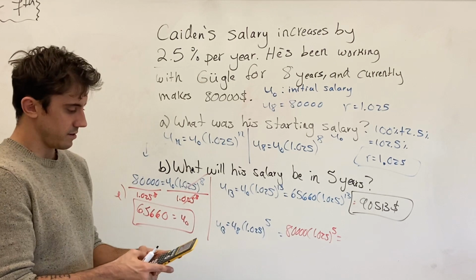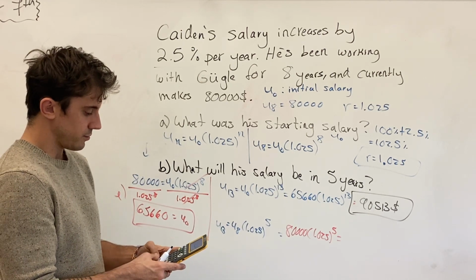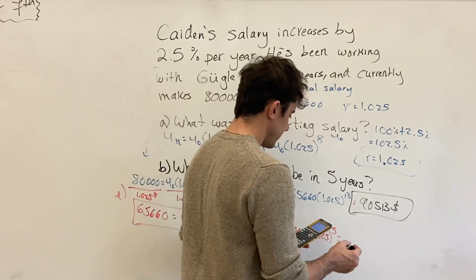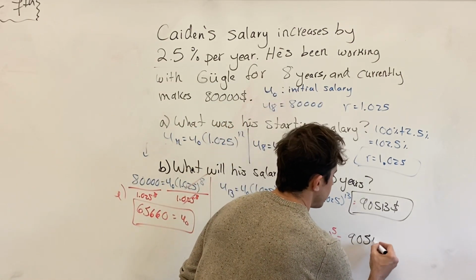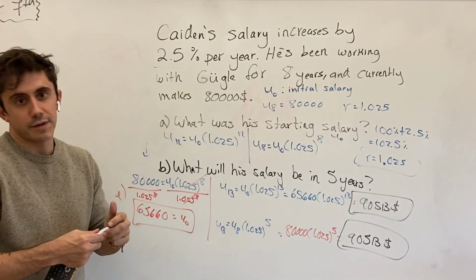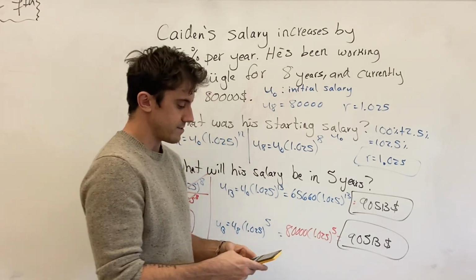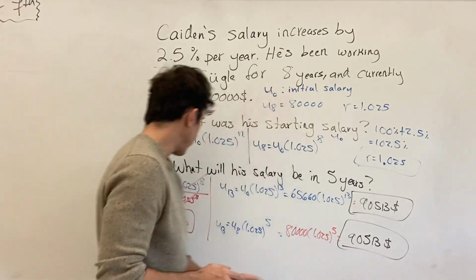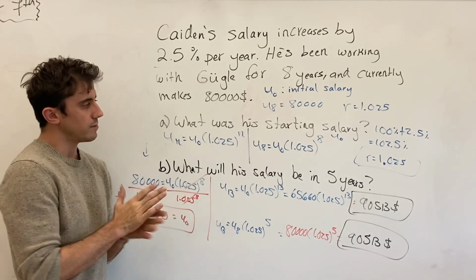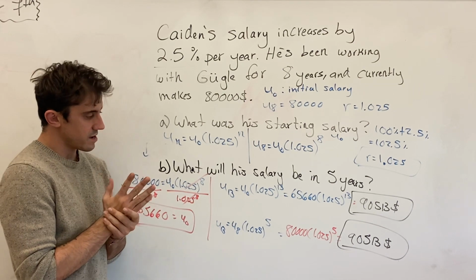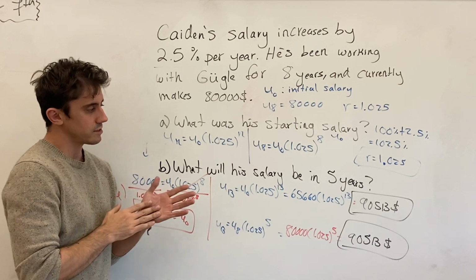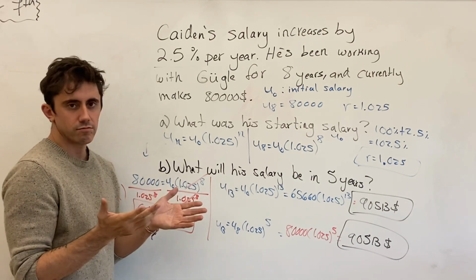80,000 times 1.025 to the power of 5 gives us exactly the same dollar value when we round to the nearest dollar. And so there we go: two different ways of finding the same information, which is often the case with these kinds of problems. There are often different ways to think about it. As long as your solution is well written out and logically sound, we shouldn't have any problems.